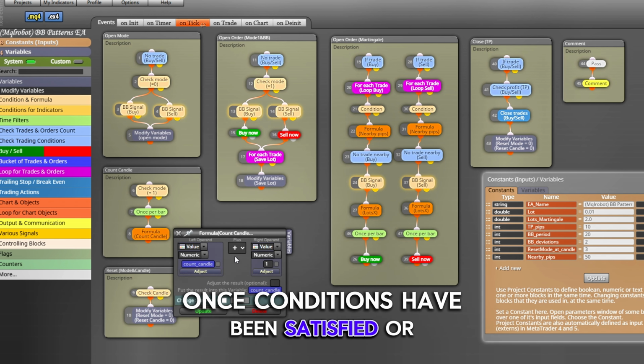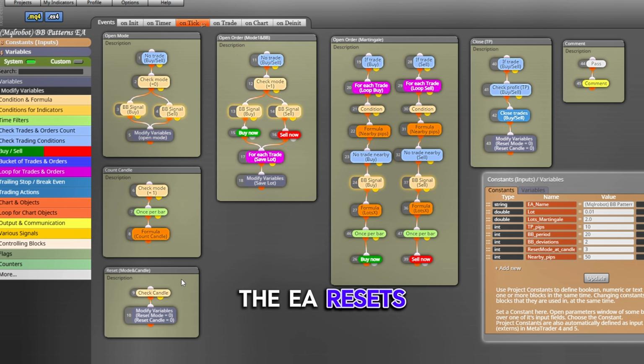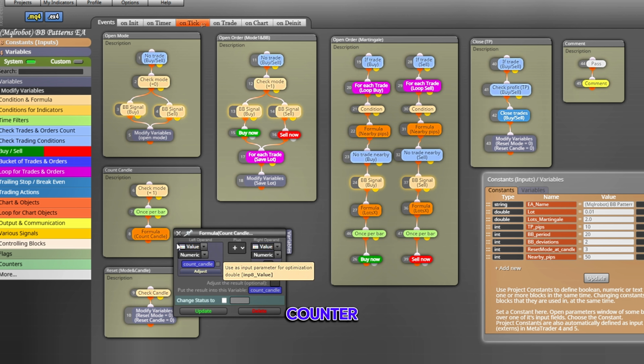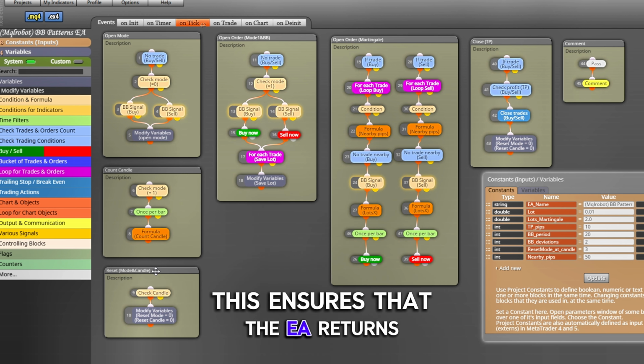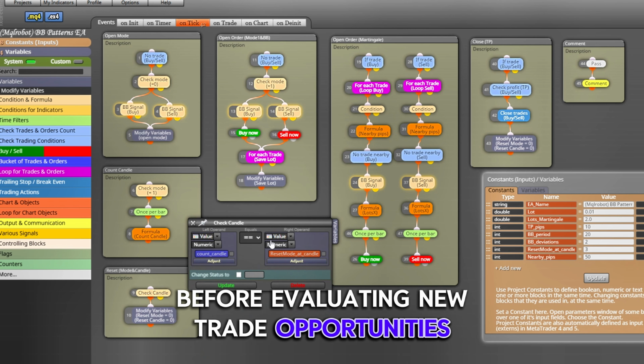Once conditions have been satisfied or expired, such as reaching a certain number of candles, the EA resets the internal trade mode and candle counter. This ensures that the EA returns to its default state before evaluating new trade opportunities.